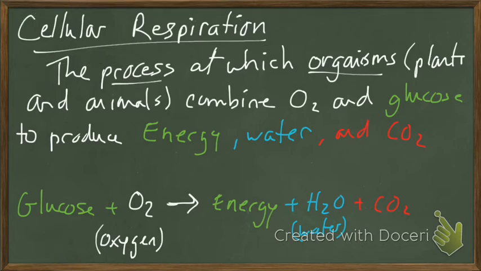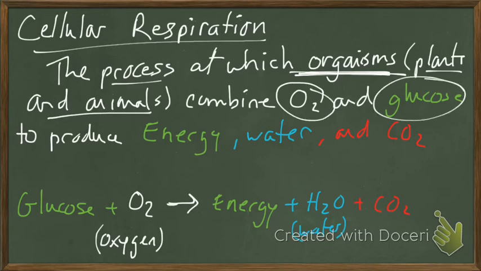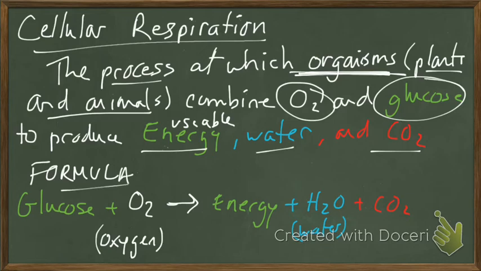The process at which organisms, plants and animals, combine O2, oxygen, and glucose, sugar, to produce energy, usable energy, water, and CO2. Okay? The formula, I'll write that. Formula: glucose plus oxygen gives you energy, water, and CO2.